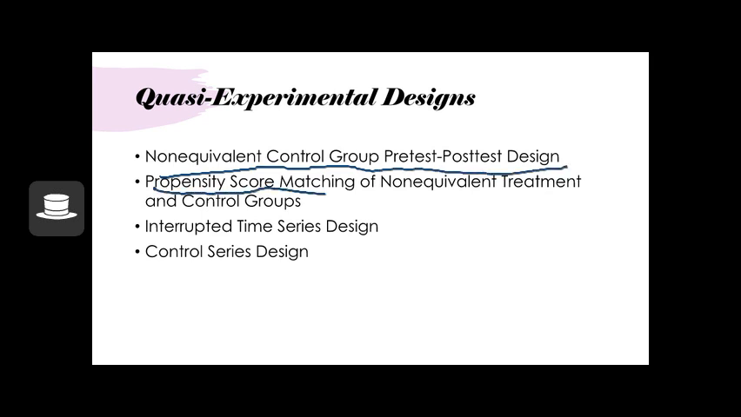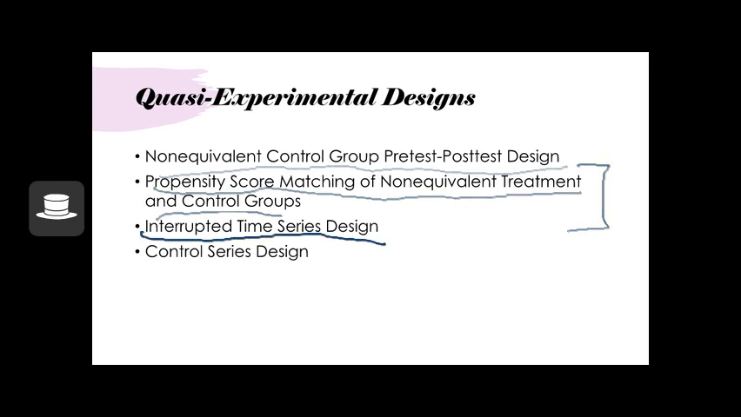We have propensity score matching of non-equivalent treatment and control groups. That's everybody's favorite. Everybody loves propensity score matching of non-equivalent treatment and control groups. Then we have interrupted time series design and control series design.